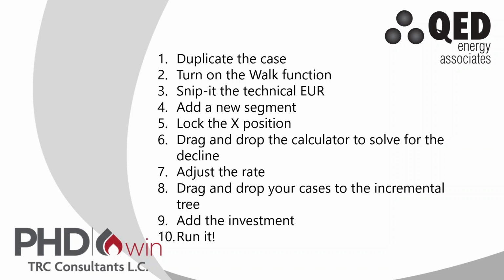Instead of solving for the volume, we want it to solve for the decline and leave the volume the same. Okay, then we're going to adjust the rate. Drag and drop both our original case and this upside escalated case to the incremental tree. Then add our investment and run it. I'm going to flip back over to PHDwin.